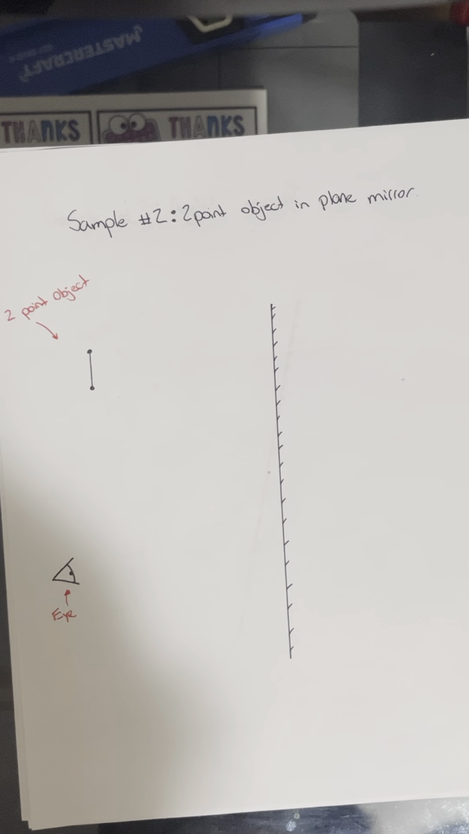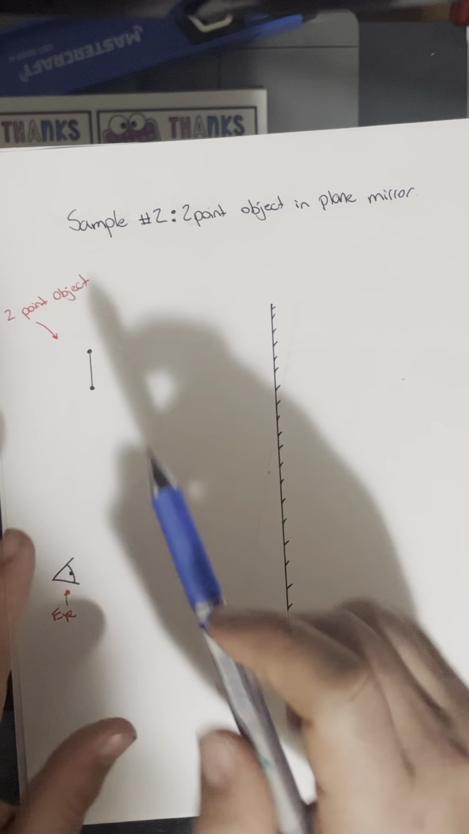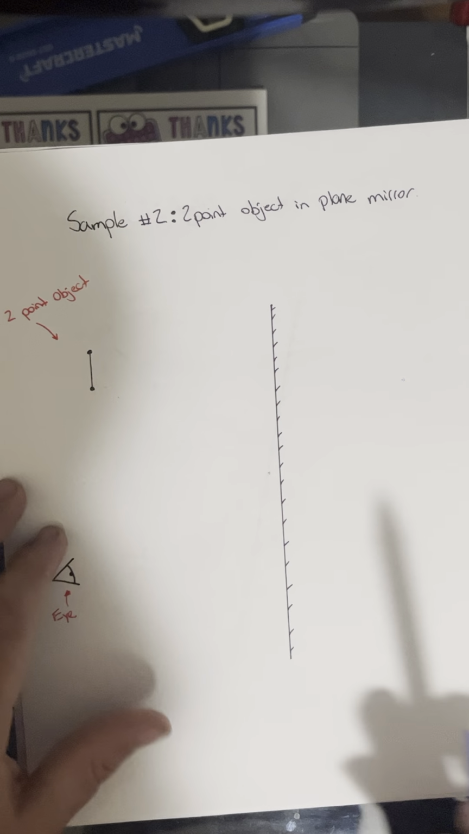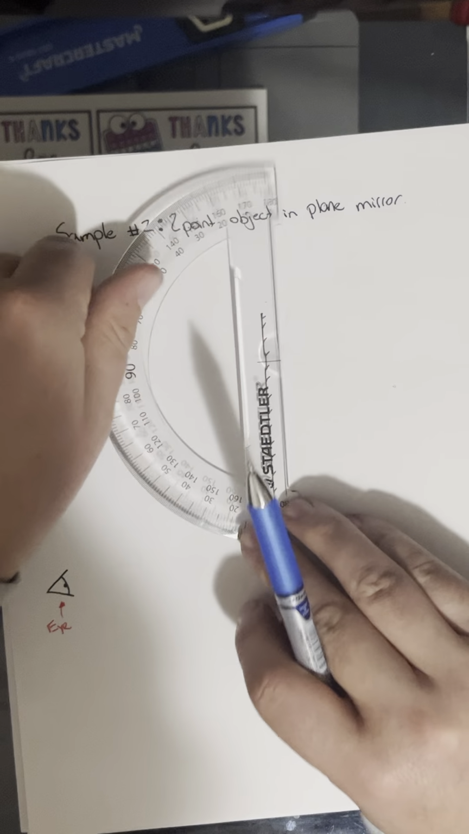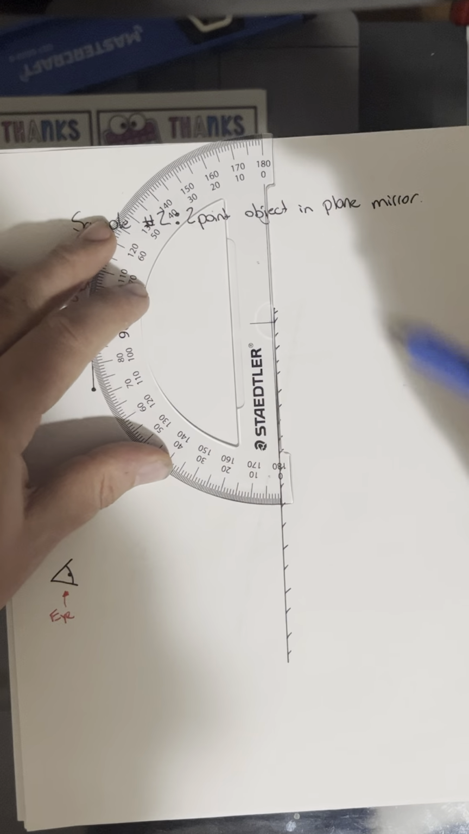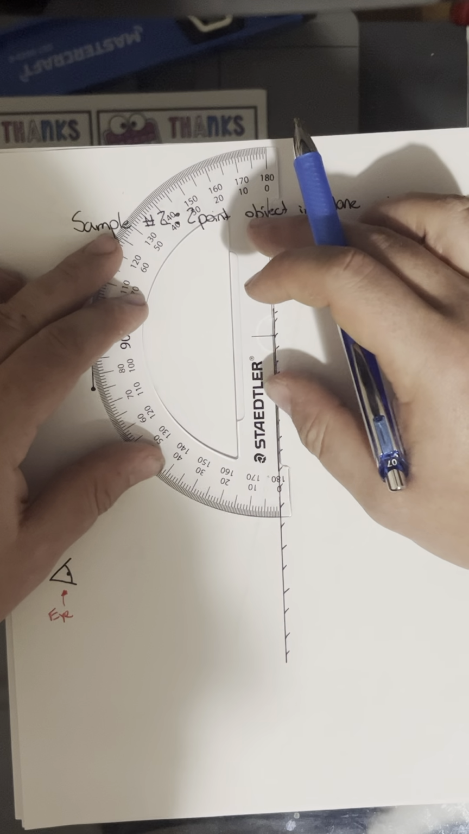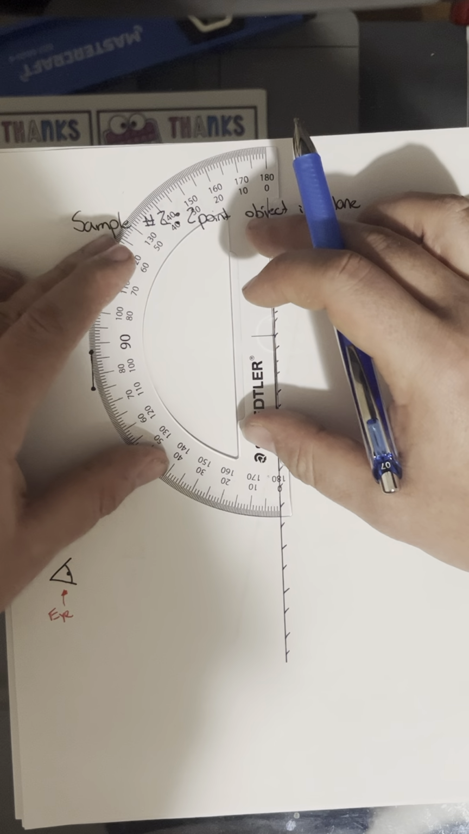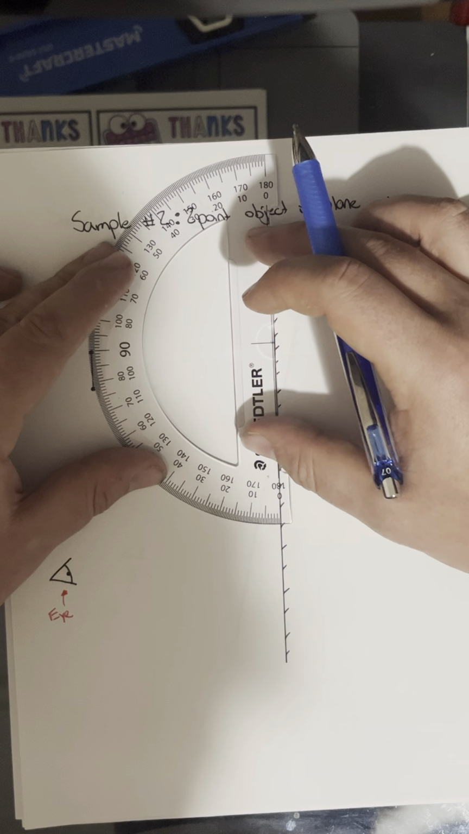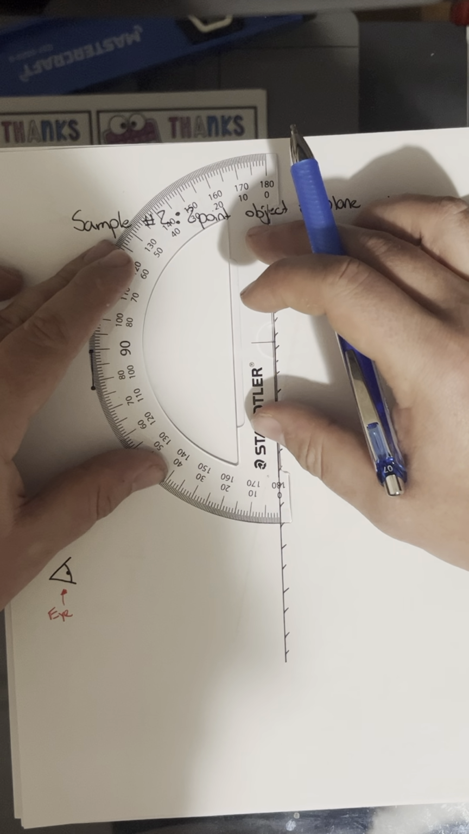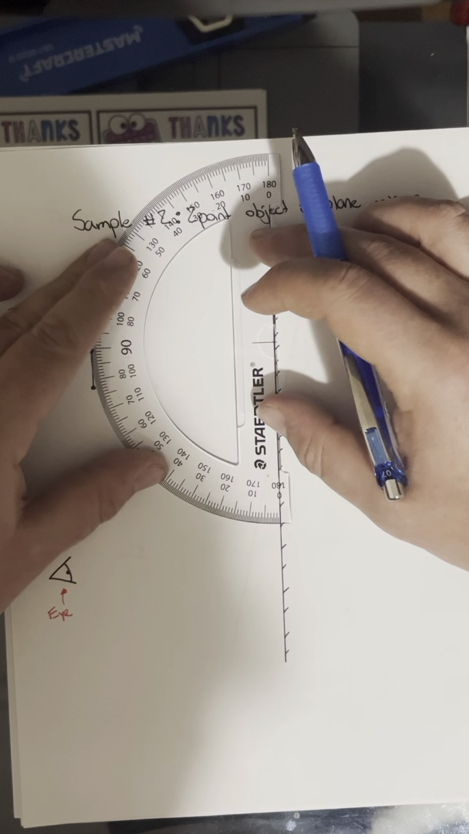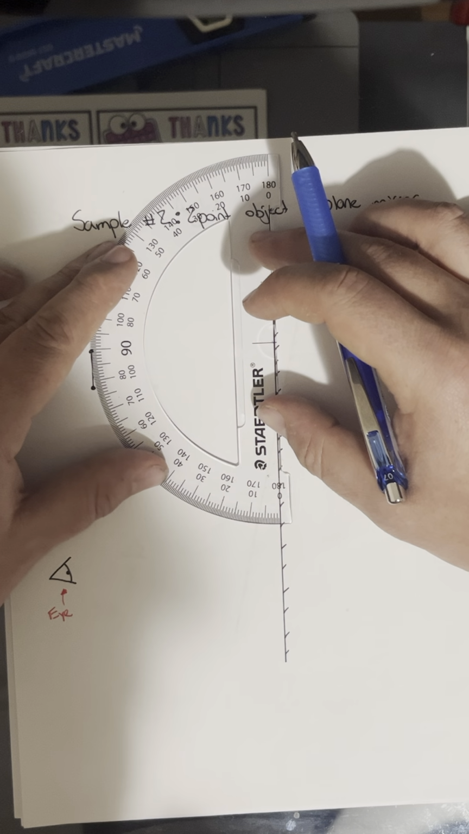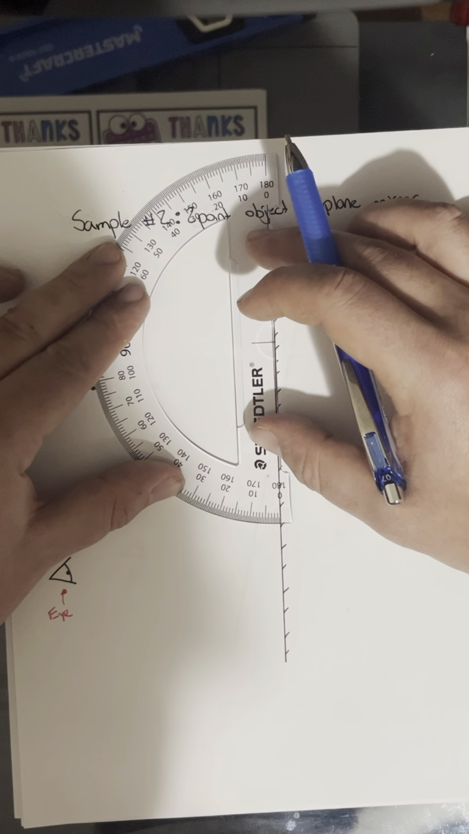My first step is still going to be to determine the distance from the object to the mirror. And again, to maintain consistency, we want to make sure that we are using our protractor to find the shortest pathway from the object to the mirror, which is going to be completely perpendicular. If you are going at any angle to the mirror, the distance to the mirror is going to be slightly longer than what you had originally predicted.